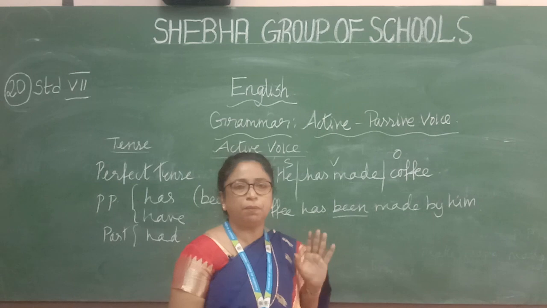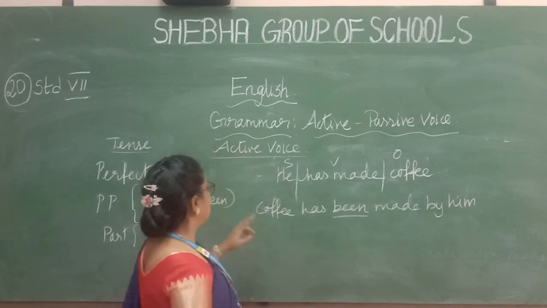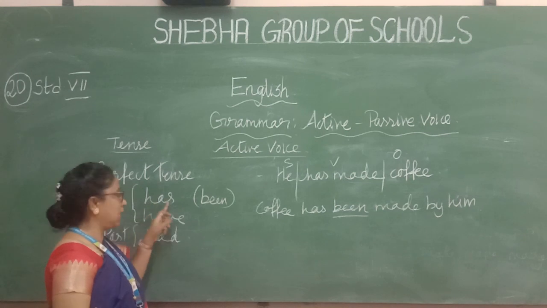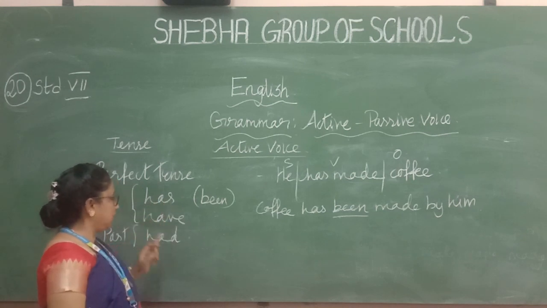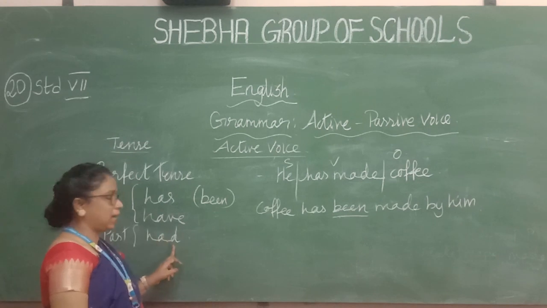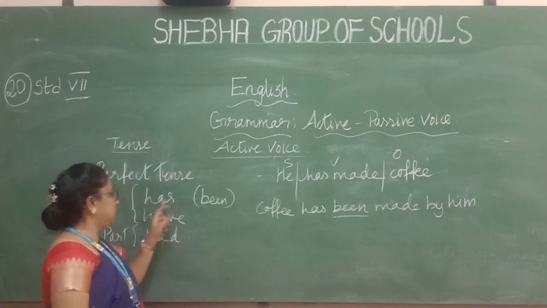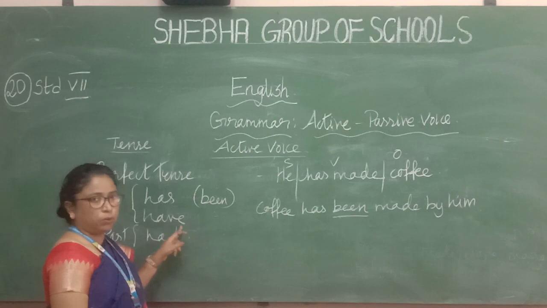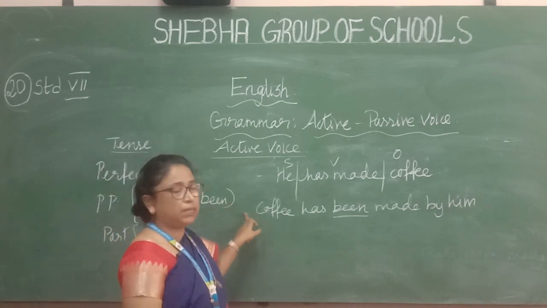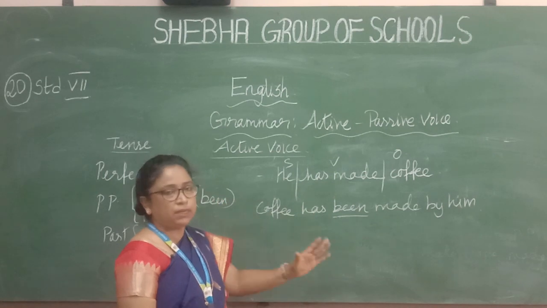What do you mean by perfect tense? Perfect means you have: has, have, had. Present perfect tense is has, have, singular, plural, and then had is past perfect tense. Okay. For past perfect tense we add had. Has is for singular, have is for plural, and the new word you are going to add is been. So been: has been, have been, had been.